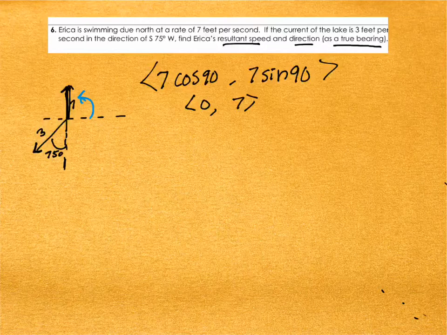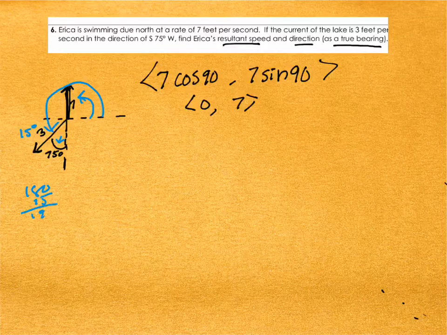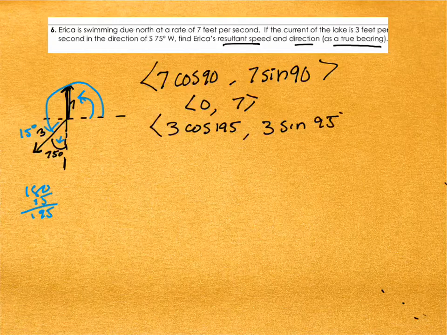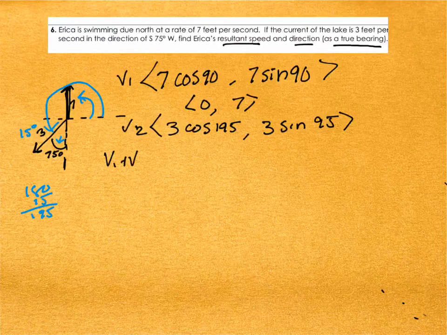And the next one, we've got to find the angle. So we've got to go from here all the way to here. If that's 75 and it's supposed to be 90, then that's 15 degrees. So 180 plus 15 is 195 degrees. So the other one is 3 cosine 195, 3 sine 195. That's V1, V2.